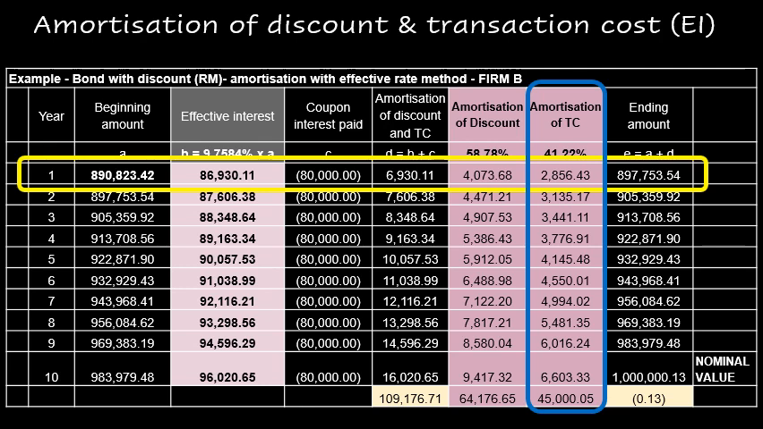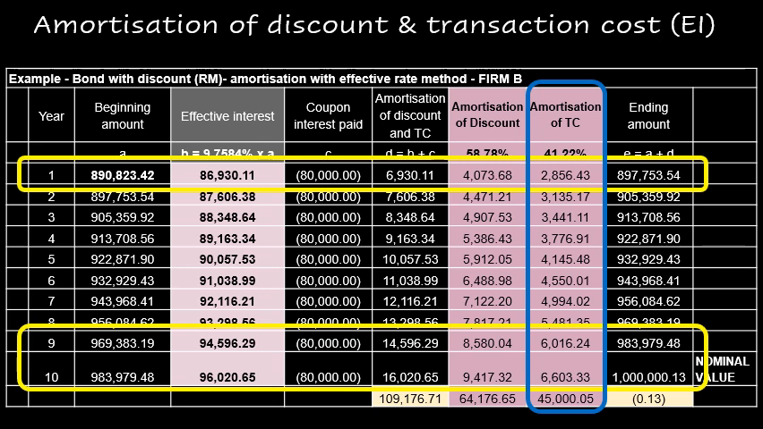To illustrate the journal entries, please focus on values of interest expense, amortizations of discount, and amortizations of deferred transaction costs for period 1, 9, and 10. Again, for this amortized cost table, there is a variance of 13 cent at the end, and this can be reconciled during the last payment made to bondholders.